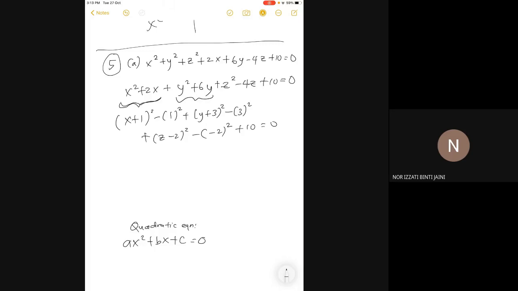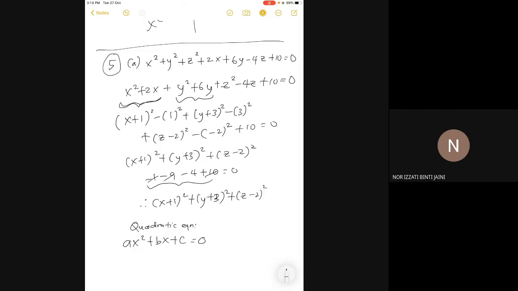Okay, so you will get (x plus 1) squared plus (y plus 3) squared plus (z minus 2) squared, and every constant you combine together. So you get negative 1, negative 9, negative 4 plus 10 equals zero. Let's calculate: negative 1, negative 9, negative 10 gives zero, negative 4. So you get (x plus 1) squared plus (y plus 3) squared plus (z minus 2) squared minus 4 equals zero.